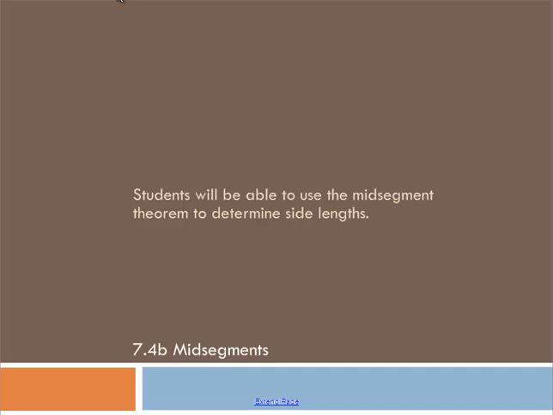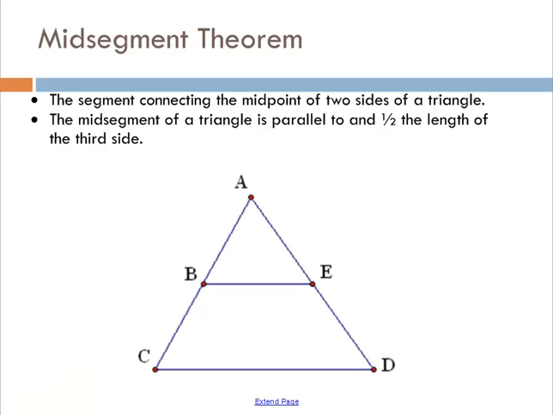We're going to take what we did in the first video for 7.4 dealing with the side splitter theorem and talk about a specific side splitter called the midsegment. The midsegment is, if you think about it, similar to midpoints. It's actually the segment that connects two midpoints. So the side splitter theorem takes the midpoint of one side and connects it to the midpoint of the other.